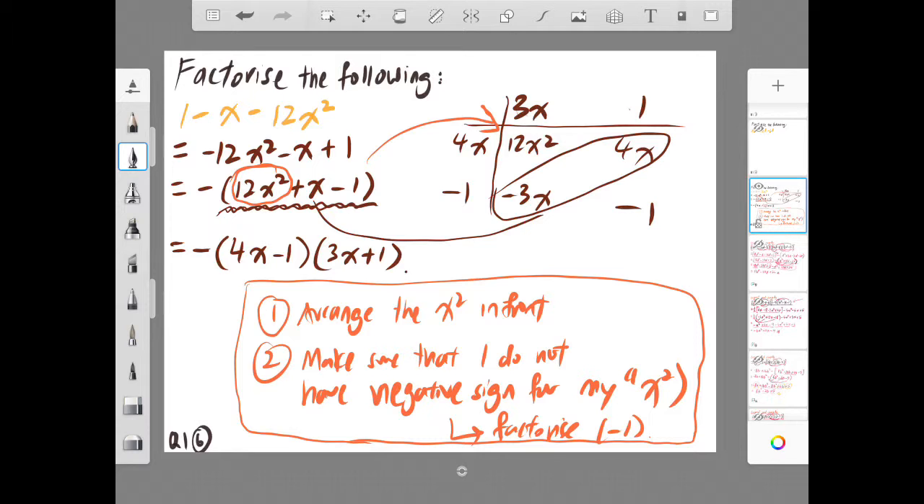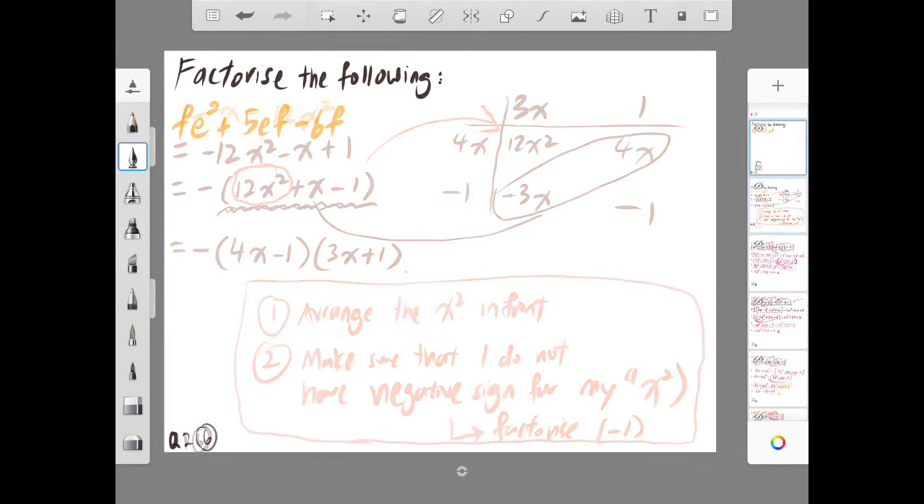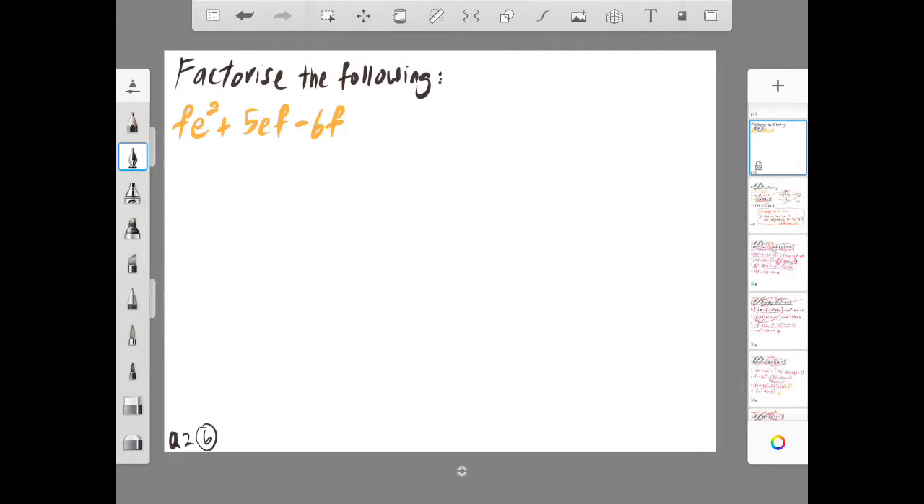Alright, so let's move on to the second question. Let's read the second question together. Factorize the following: fe squared plus 5ef minus 6f. What is common here is that every term has an f in it. So I'm going to factorize out f first, because this question wants us to factorize it. What's left behind will be e squared plus 5e minus 6.